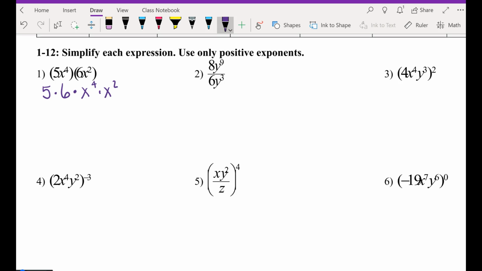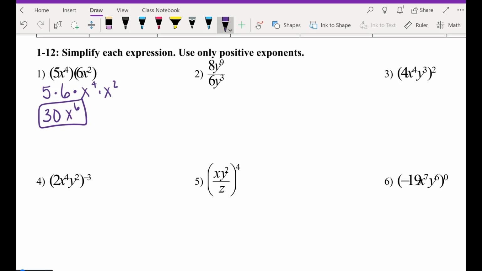Okay, so 5 times 6 is 30. x to the 4 times x to the second. That's right. And box that up. Is it coming back? Kinda. Okay. Go ahead and do number 2.